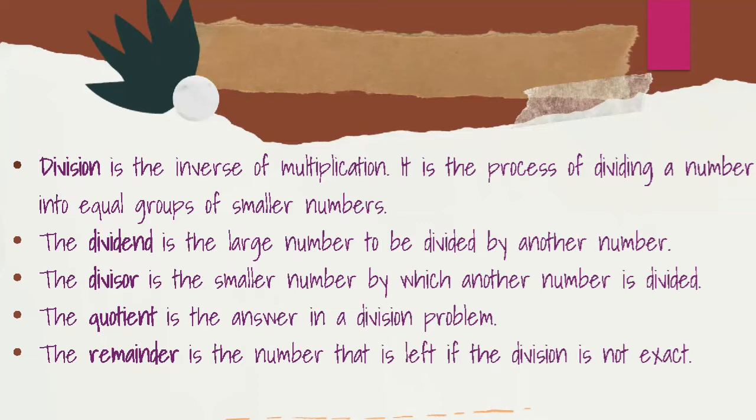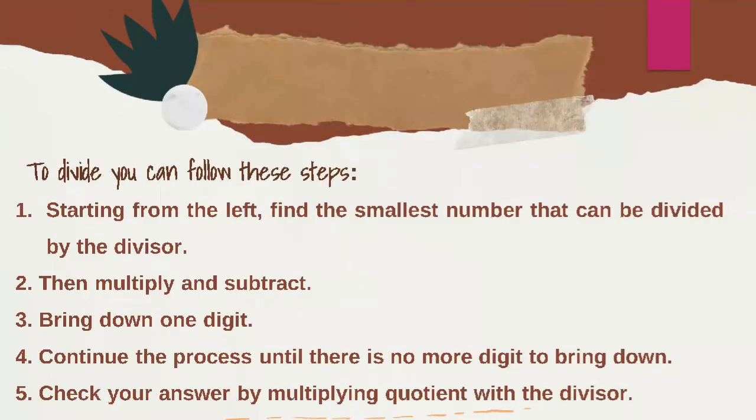Okay, next natin. To divide the number, we can follow the steps below. First, starting from the left, we are going to find the smallest number that can be divided by the divisor. Next is to multiply and then subtract. Third, we are going to bring down one digit if there's any, and then continue the process until there is no more digit to bring down. The next, check the answer by multiplying the quotient with the divisor.